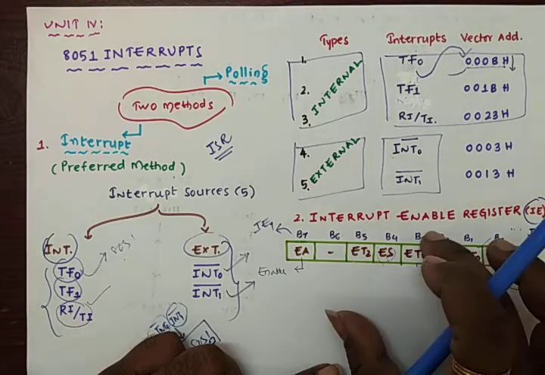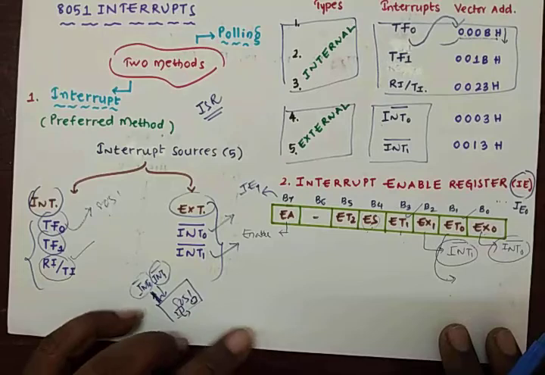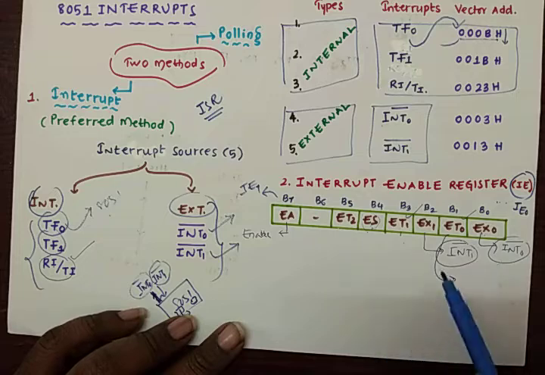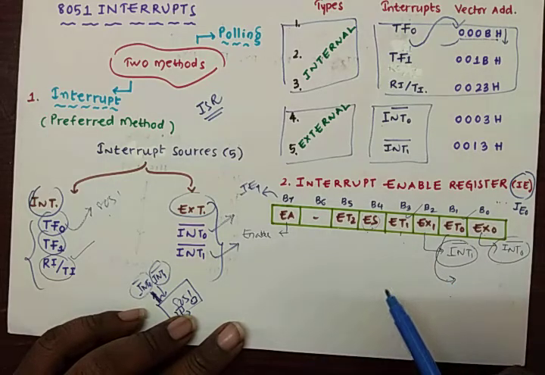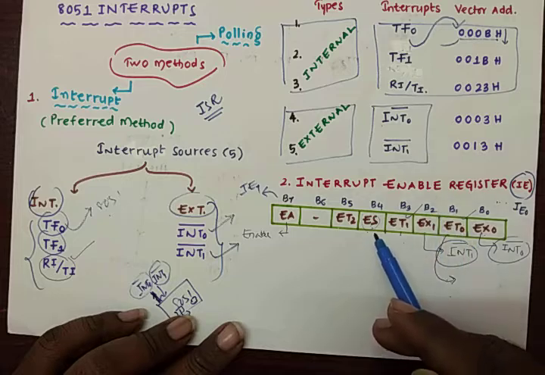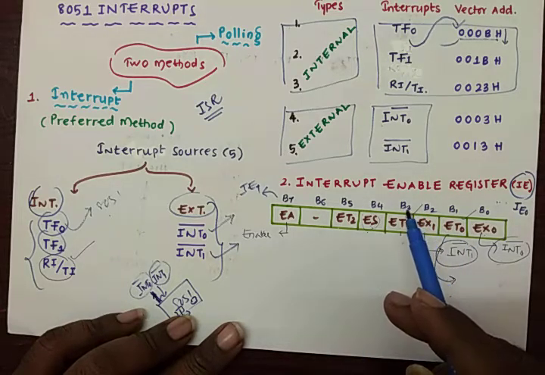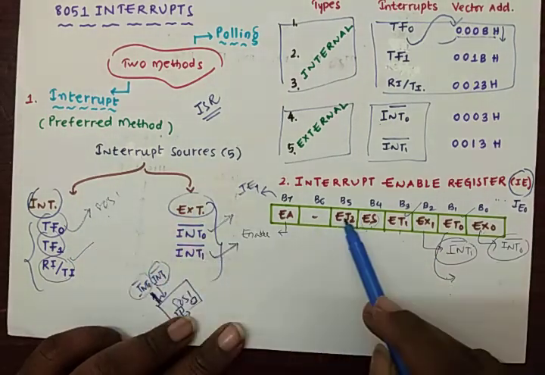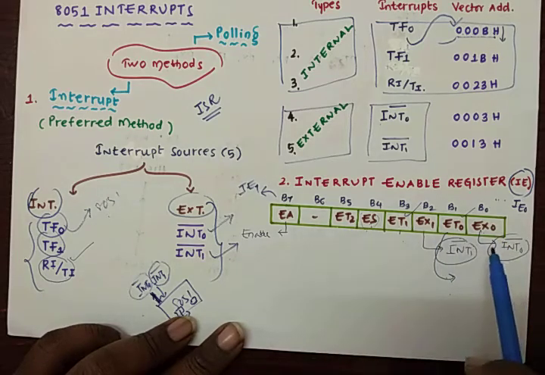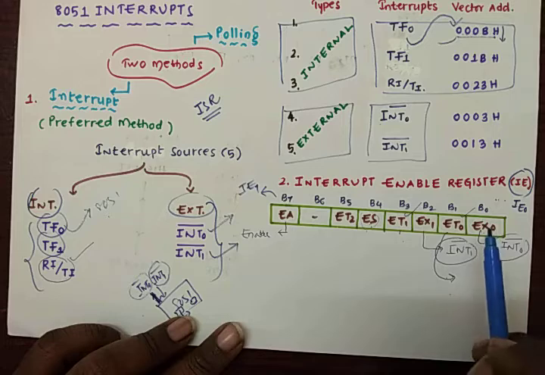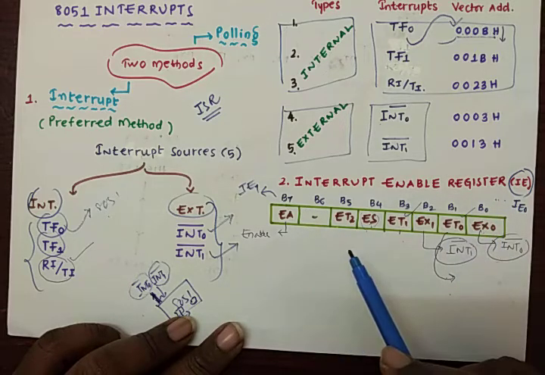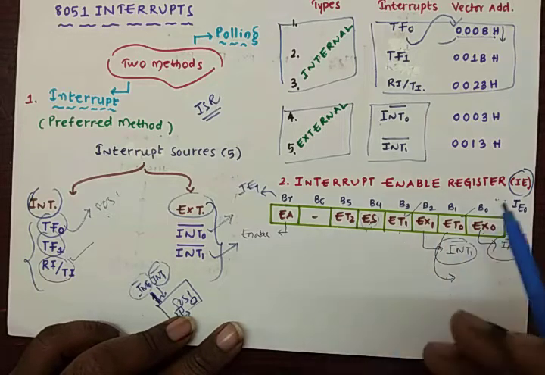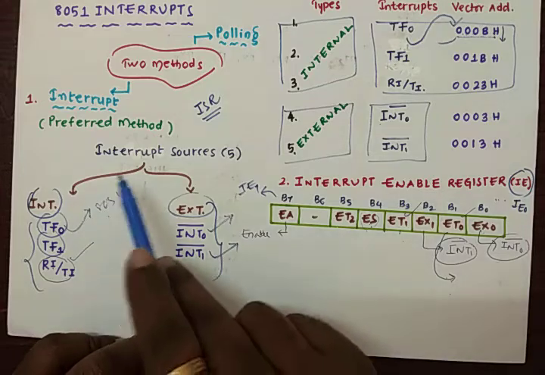This register can be used to enable or disable all 5 interrupts simultaneously and individually. At a time we can enable, or at a time we can disable, all the 5 interrupts by making use of this register. This register, the interrupt enable register, has 8 bits, in which 5 bits are used to enable or disable the 5 interrupt services.